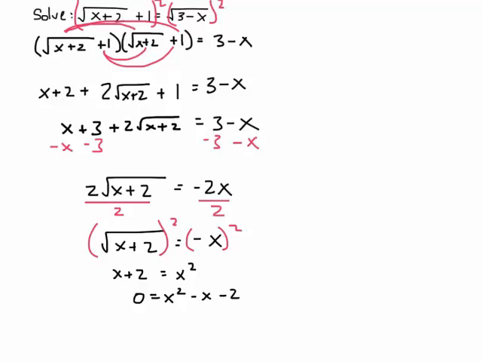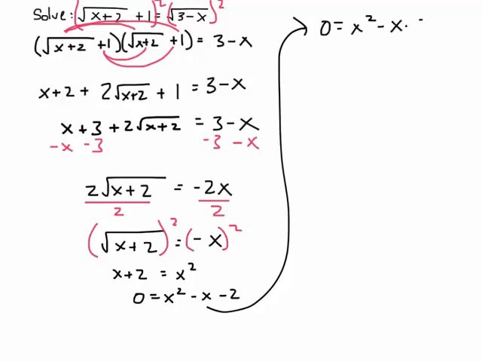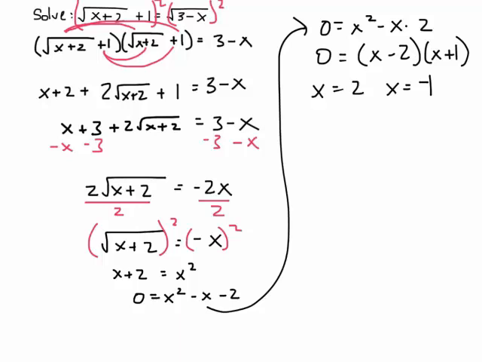What two numbers multiply to negative 2 and add to negative 1? That'd be 2 and a negative 1. Yeah, so I'm going to bring this up here so we have some room. So 0 equals x squared minus x minus 2. So 0 equals x minus 2 times x plus 1. Okay, so my solutions before checking them are x equals 2 and x equals negative 1. Okay, so now it's time to check to see if either of these are extraneous.